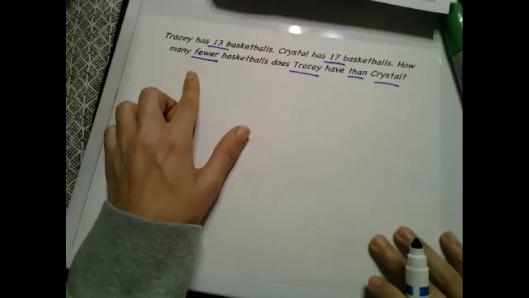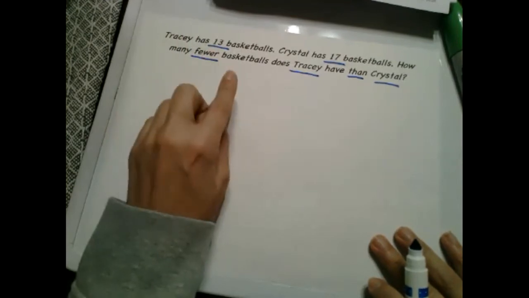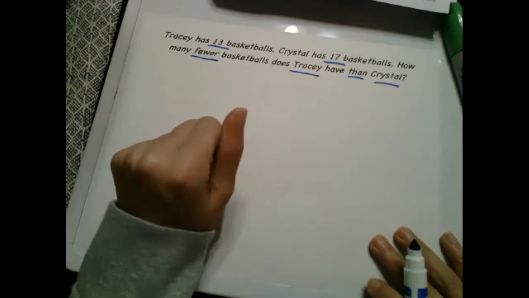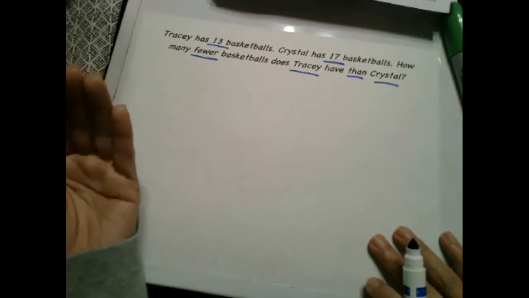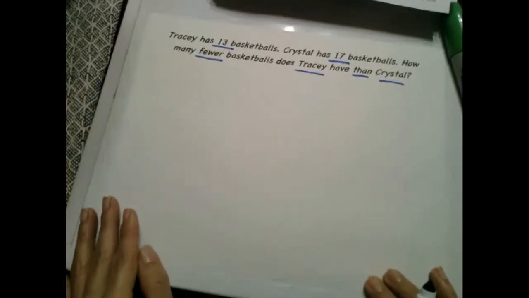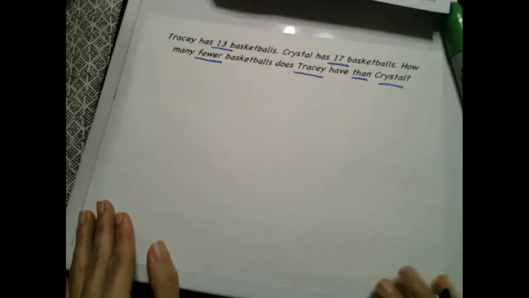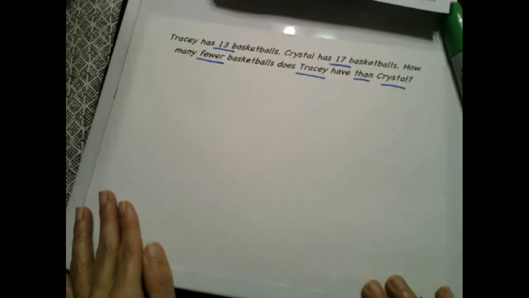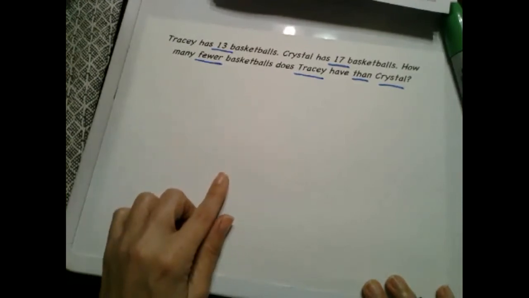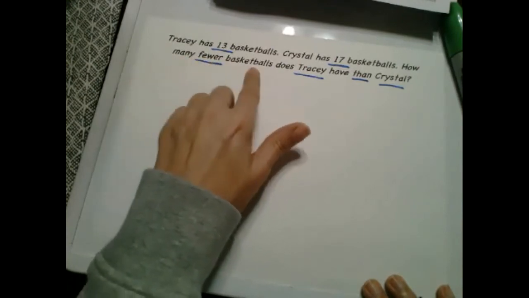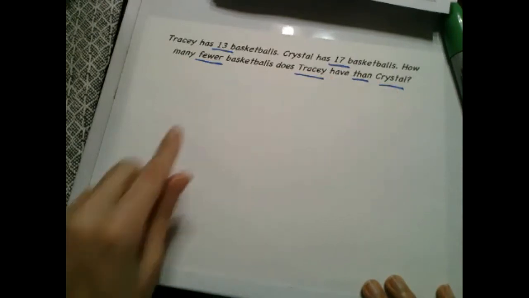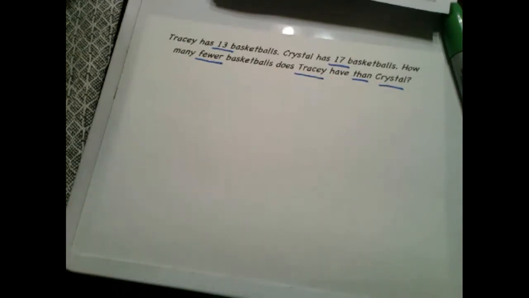So in this problem, I can tell that I'm not going to be adding the numbers together because it tells me that I want to know how many fewer this person has than this person. So I'm finding the difference. On your paper or your board, think about what the problem is asking, show me an equation and a model for how you would find out how many fewer basketballs does Tracy have than Crystal. Pause the video, and when you're ready, hit play.